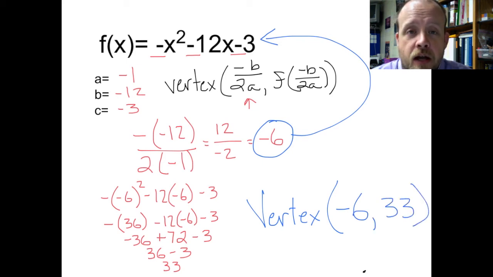So always keep in mind that the a, b, and c values, you need to keep track of whether they're positive or negative. They're really important to make sure you're keeping track of those positives and negatives.